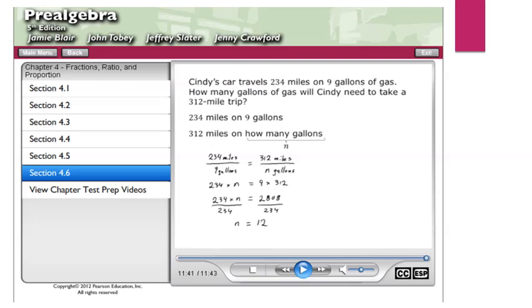gallons of gas. Now, they didn't do the check here, but you can do the check by going back and replacing the n gallons with 12 and then doing your cross products. And you'll see that both sides multiply to be the same amount, so it is correct. And I know for sure that 12 is correct, so she's going to need 12 gallons of gas.